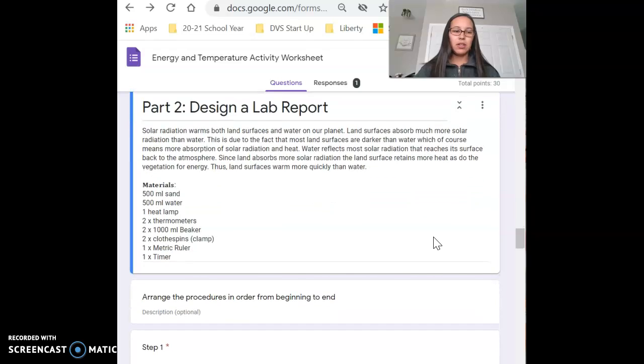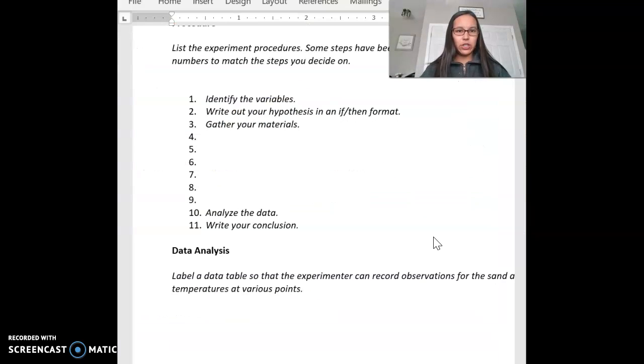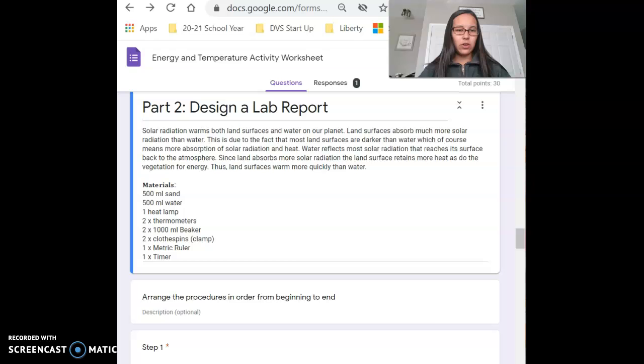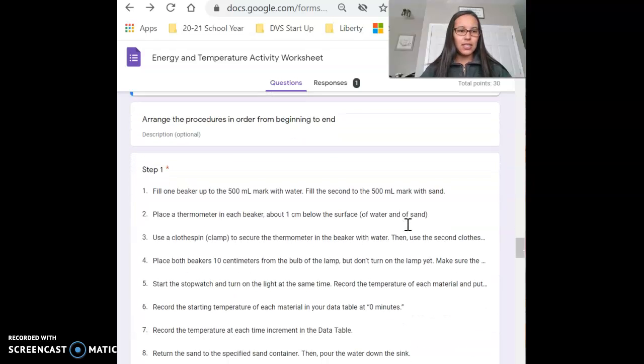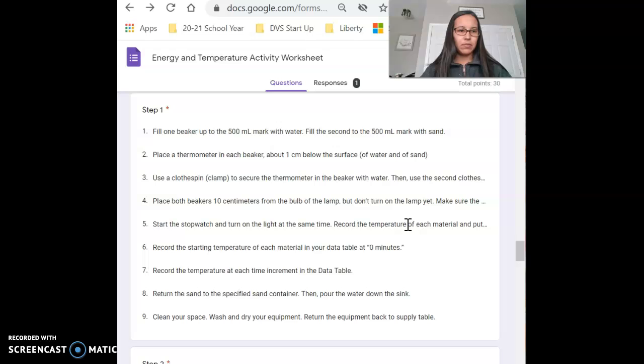Here you can see in the original form, some of the information has already been provided for you. So we are going to sort 9 different steps in this form in order.